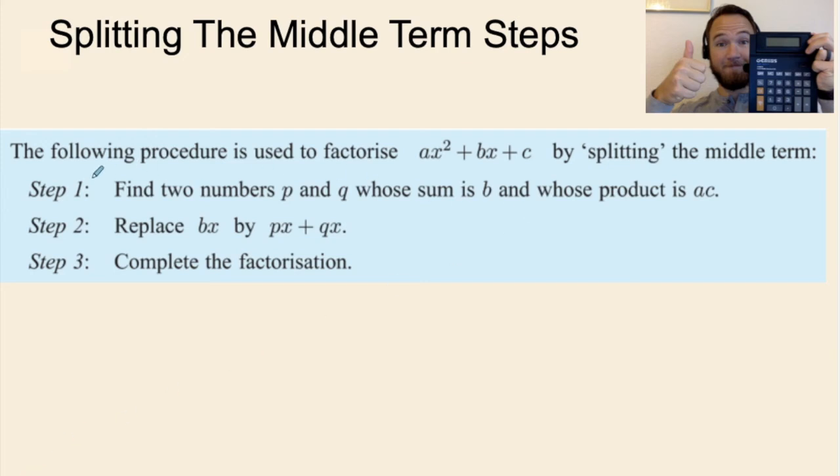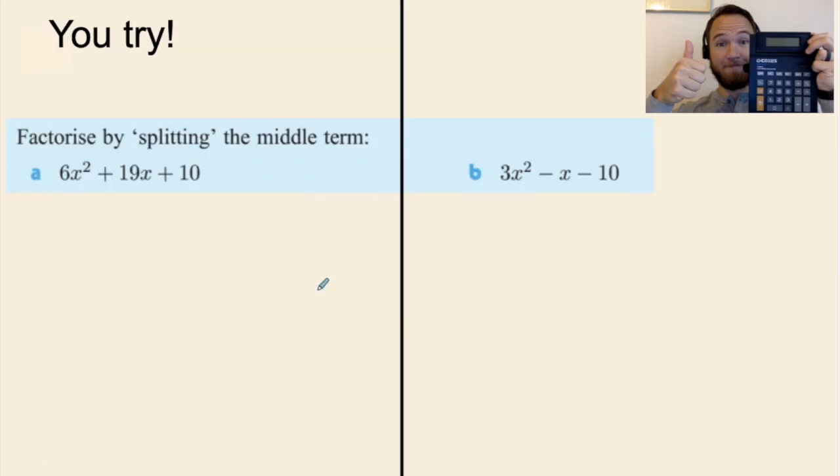So our steps, okay, find two numbers. If we have something like this, find two numbers P and Q, whose sum is B, whose product is AC. Replace BX by PX plus QX, complete the factorization. All right, pause the video, try these two, and then come back.